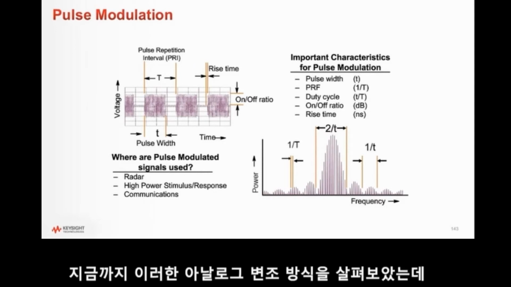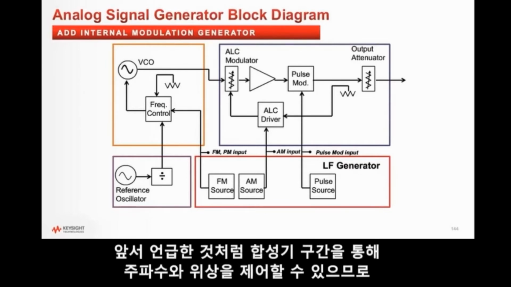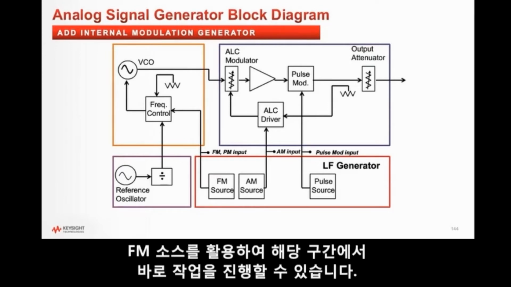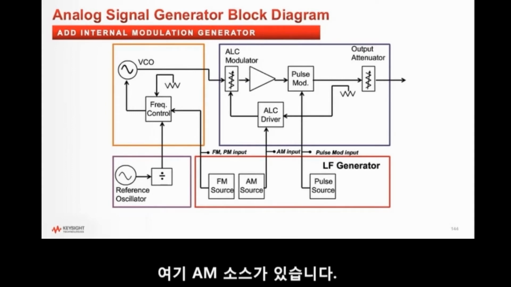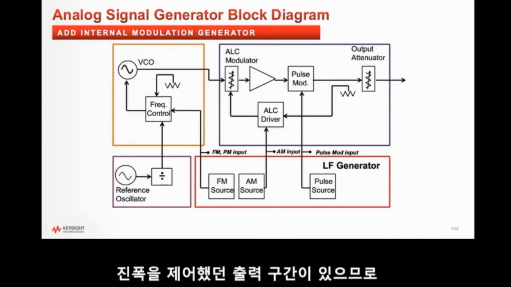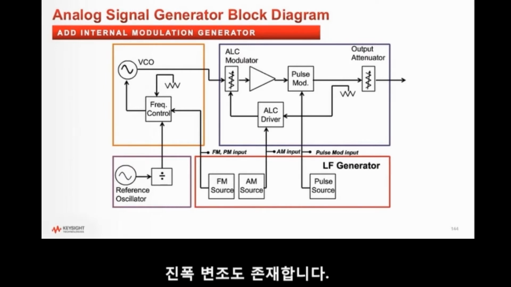So now that we have all those analog modulations, how do we modify our source to perform those modulations? Well, remember our synthesizer section gave us control over frequency and phase. So we can take our FM source and we can run it right into that section. We can control frequency and phase. We've got our AM source. Well, we had an output section that controlled our amplitude, so we can route that into our level control, our automatic level control, ALC. And we've got amplitude modulation.